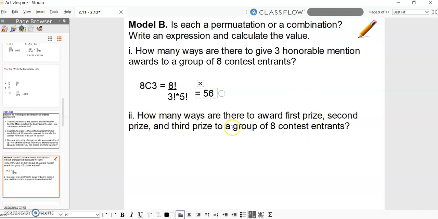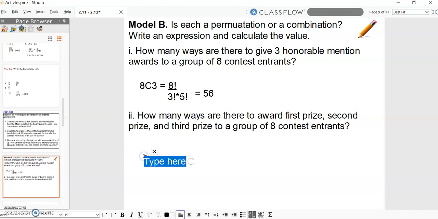Question 2. How many ways are there to award first prize, second prize, and third prize to a group of 8 contest entrants? This is a permutation. It matters who gets first, who gets second, and who gets third, right? Like if you got third, you wish you would have gotten first because that's a better award.